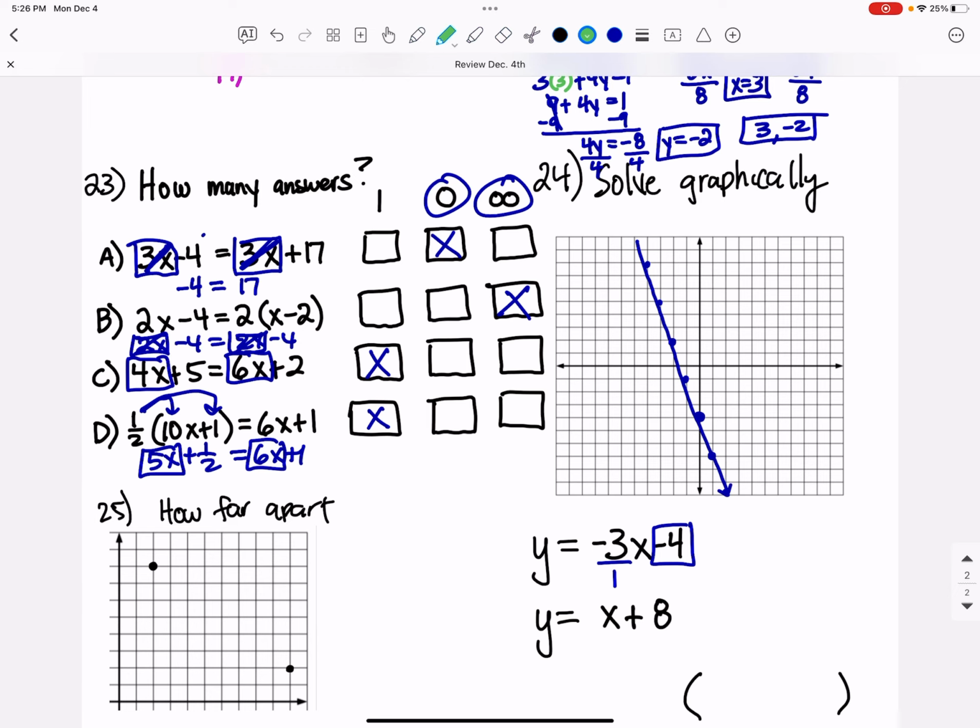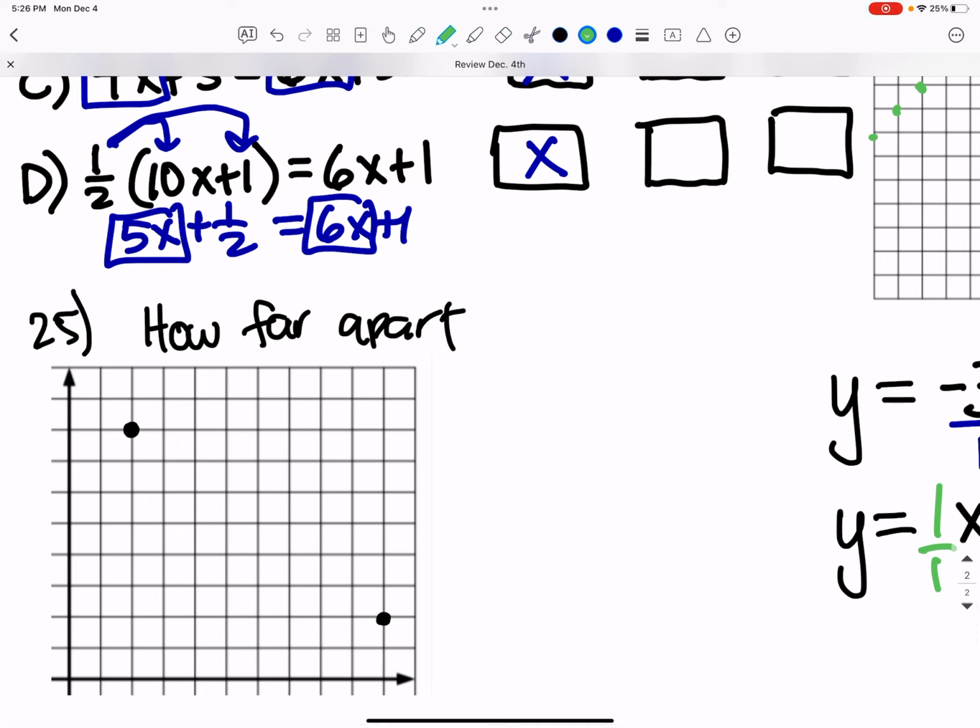All right, this one starts at positive 8. 1, 2, 3, 4, 5, 6, 7, 8. And this is a 1 right here. This is going to go up 1 over 1. But if I continue that pattern backwards, we can see where they hit. They hit right there. And that's negative 3, positive 5. All right, how far are these apart?